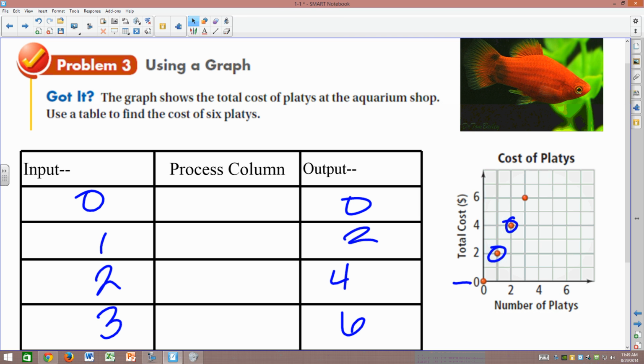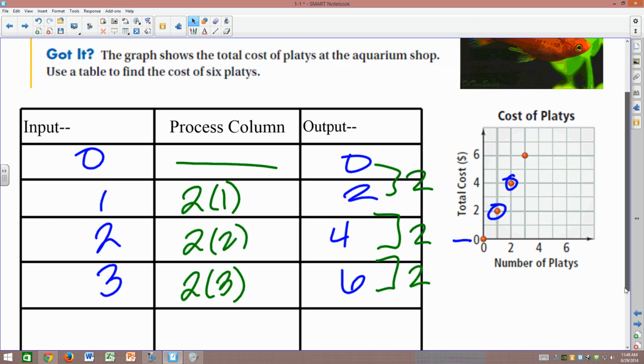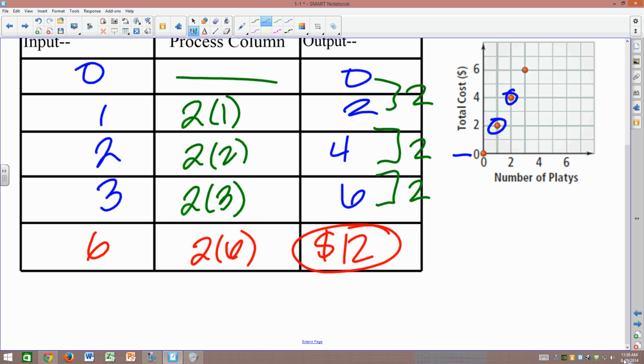Okay, so let's do that process column here. All right, what are we increasing by? We are increasing by 2 every time. So that goes in front. So that's 2 times 1. That is 2. So we're done there. Next one is 2 times 2, 2 times 3. All right, etc. So the rule is to take 2 and multiply it by the input number. So we wanted to find out if we were to buy 6 platies. So that's 2 times 6. It will be $12. Cool.